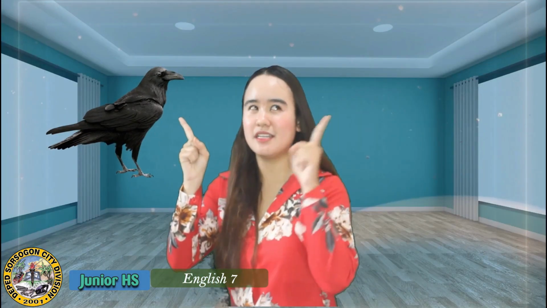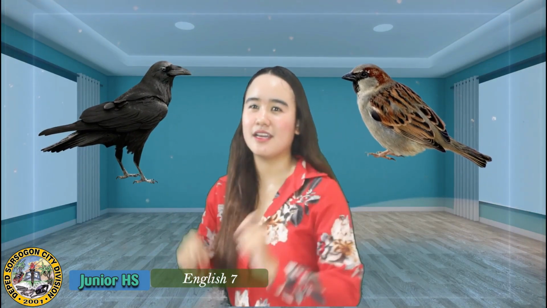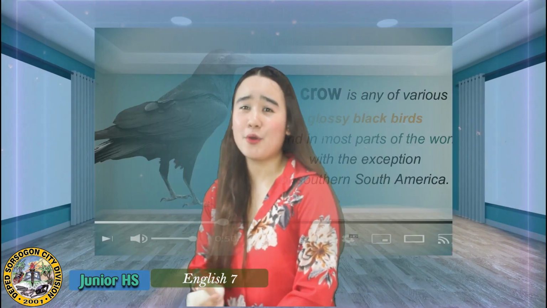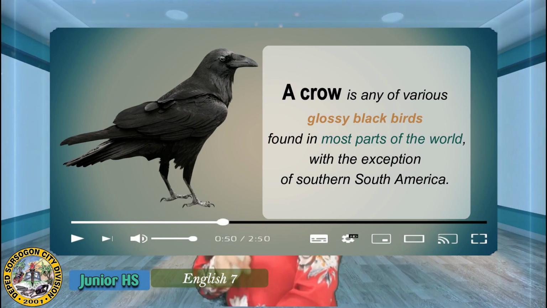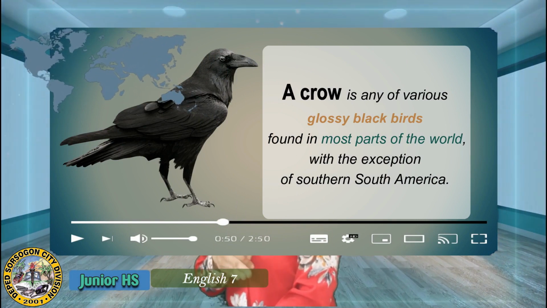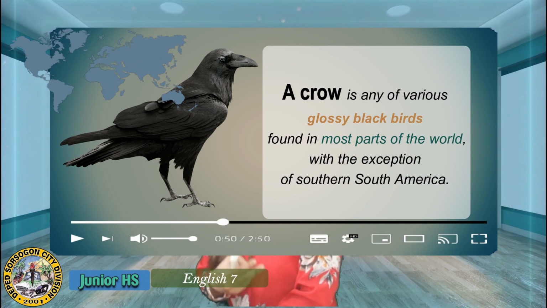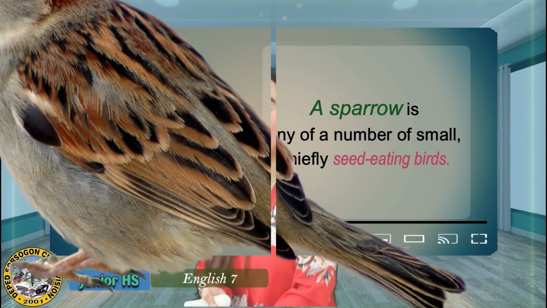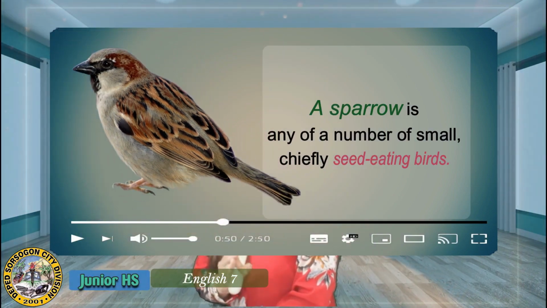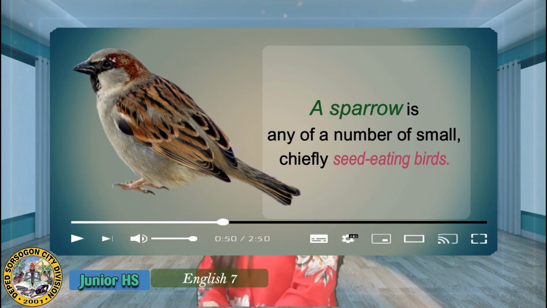Are you familiar with the crow and the sparrow? If not, let me tell you what those two are. A crow is any of various glossy black birds found in most parts of the world with the exception of southern South America, while a sparrow is any of a number of small, chiefly seed-eating birds.